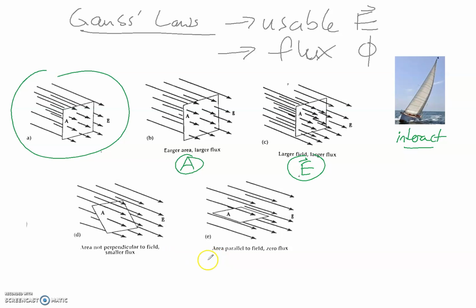And the bottom two pictures here, this is about the orientation. It's the angle that is important. Just like for a sailboat, you will angle a sail in different ways in order to get different effects and different amounts of interaction.